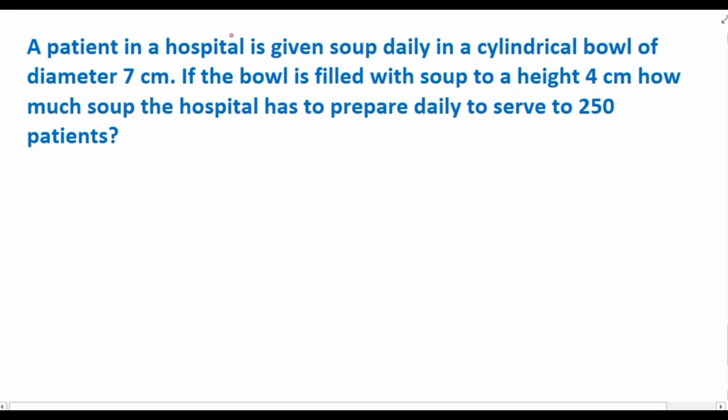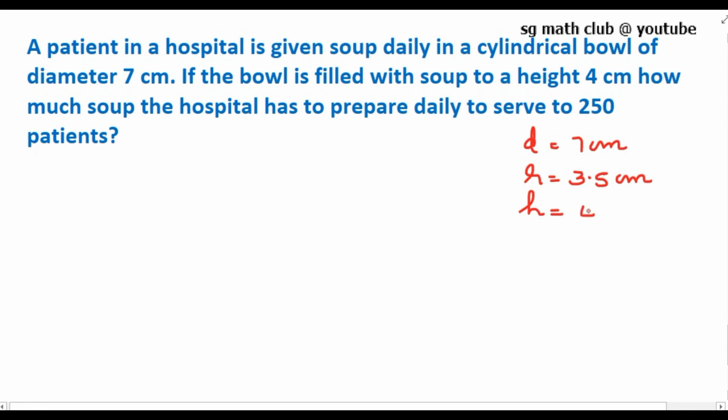Next question. A patient in a hospital is given soup daily in a cylindrical bowl of diameter 7 centimeter. So diameter is 7 centimeter, radius will be 3.5 centimeter. If the bowl is filled with soup to a height of 4 centimeter, how much soup does the hospital have to prepare daily to serve 250 patients? So first we will find out the volume of the cylindrical bowl, and later we will find out how much soup the hospital has to prepare to serve 250 patients.